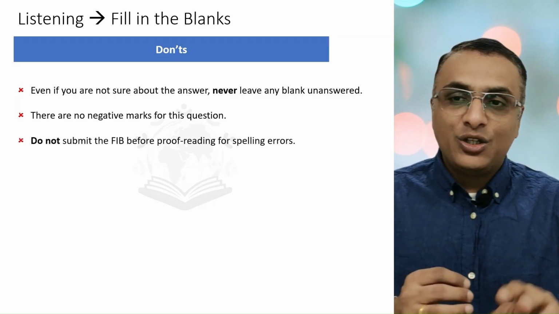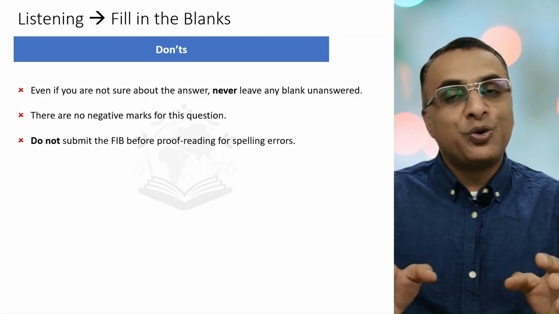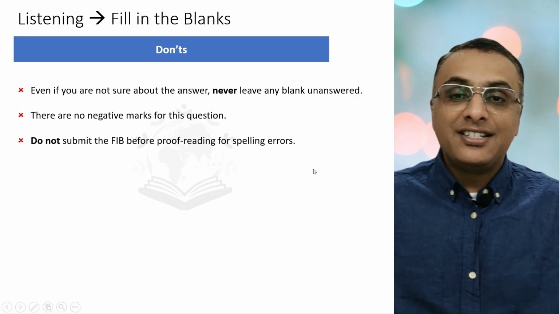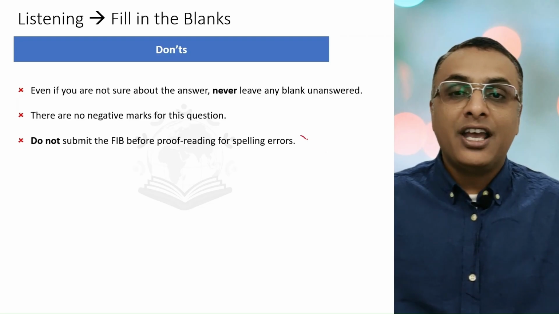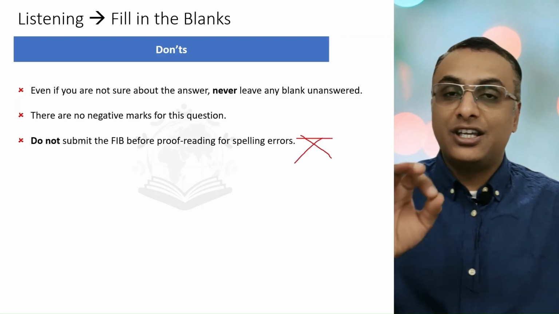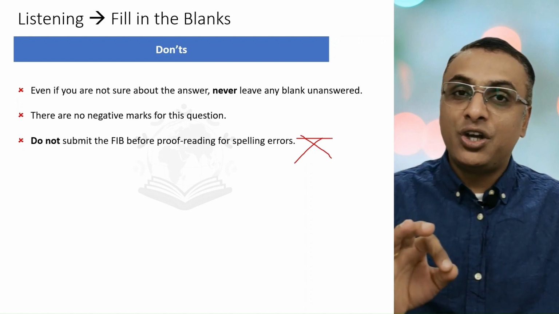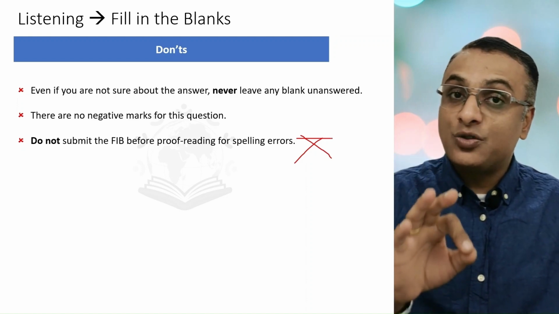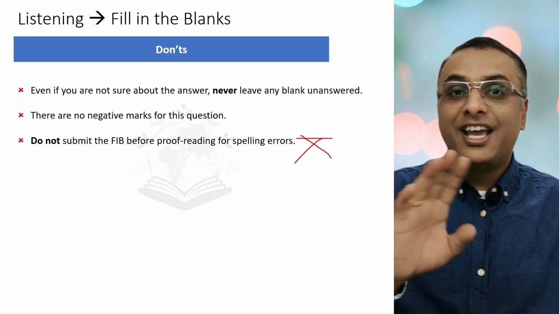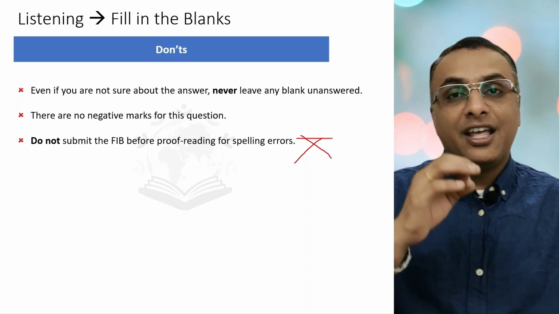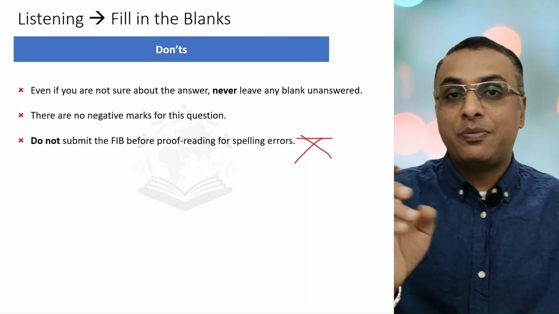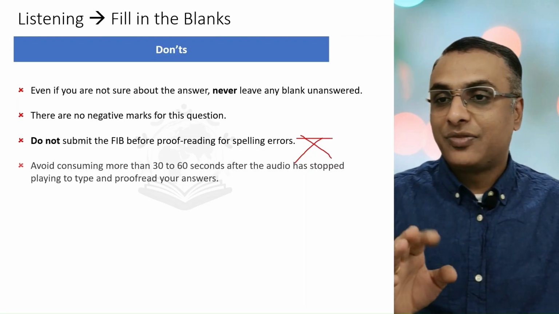Next thing, do not submit the FIB before proofreading for spelling errors. This is very, very important. If you don't proofread your spellings, then you might get 0 marks. So make sure, there could be typos as well. So to avoid this, you have to proofread your spellings. Once you have proofread your spellings, go ahead and click next.